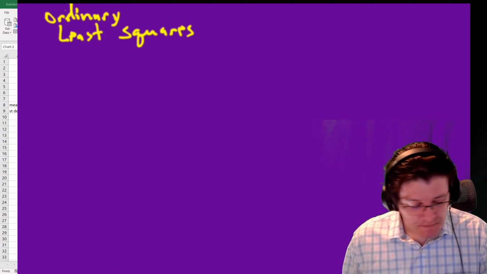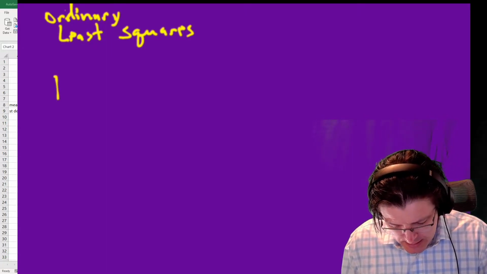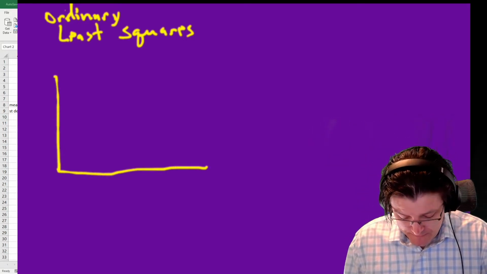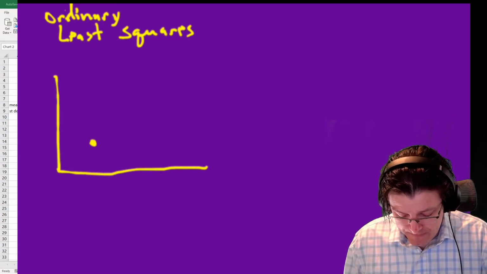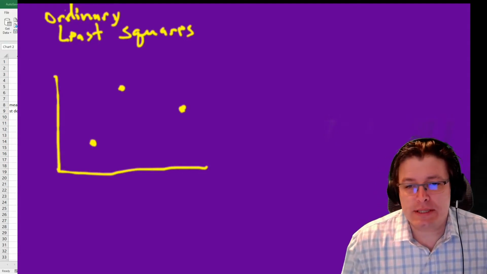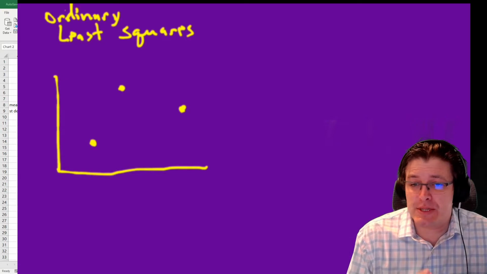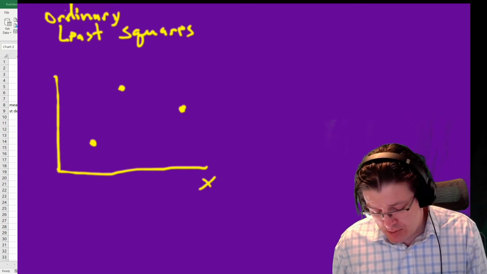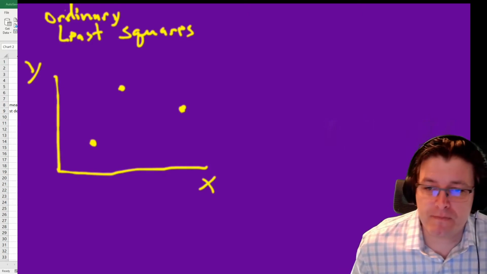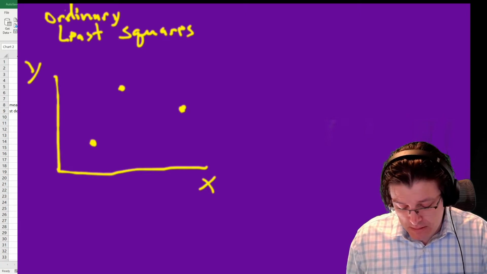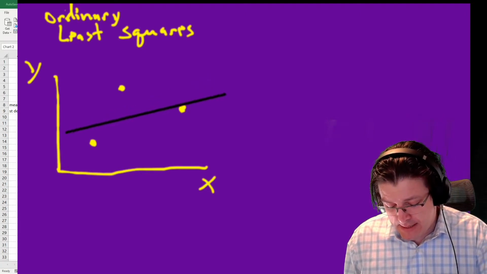I'm just going to redraw some of our, actually, let's just use a simple example with 3 data points. How do I put a line in here that best describes the relationship between these two variables, between the x and the y variable? Of course there are a lot of lines to choose from. Maybe this is the best line.